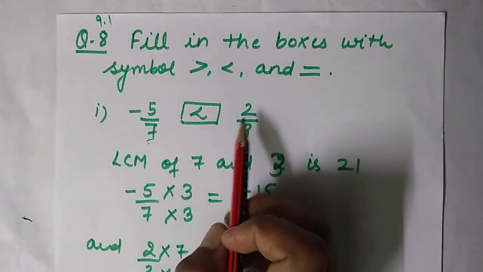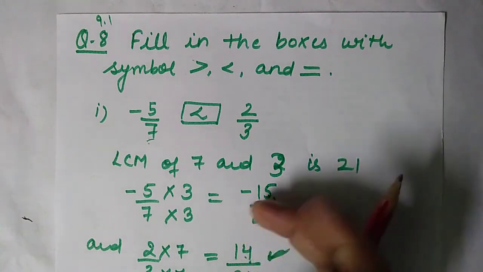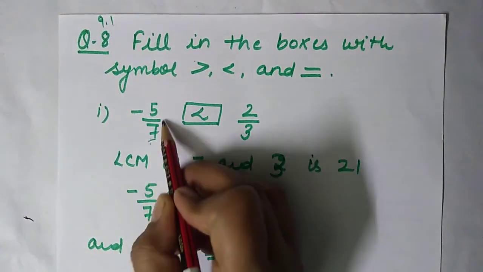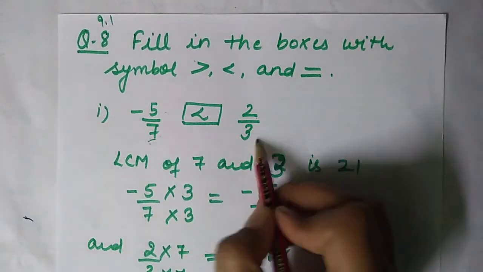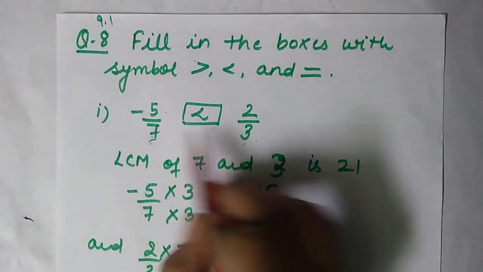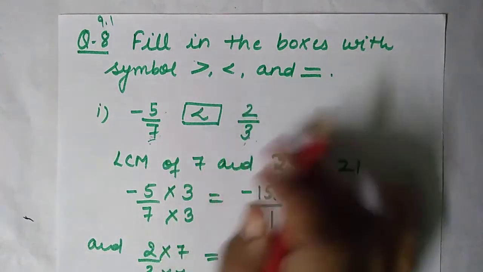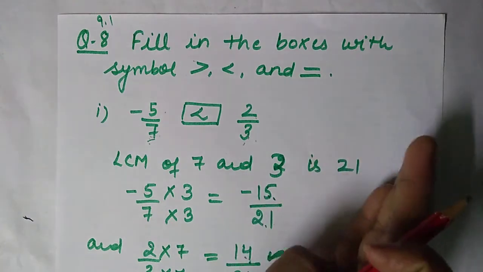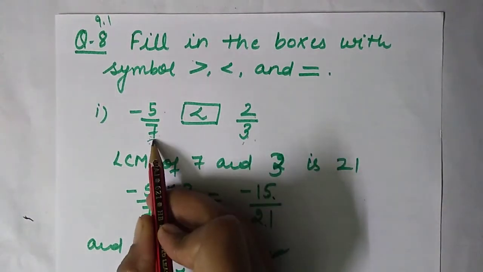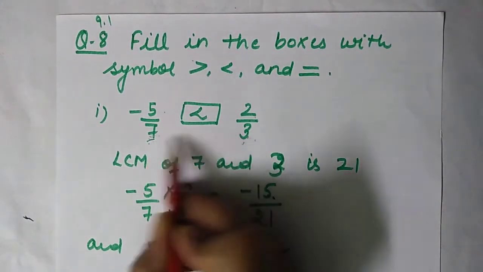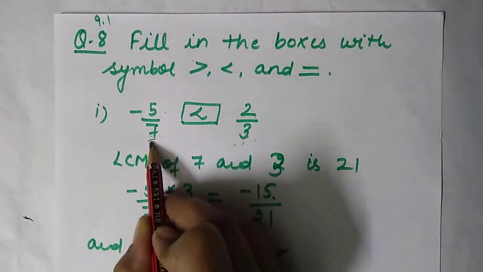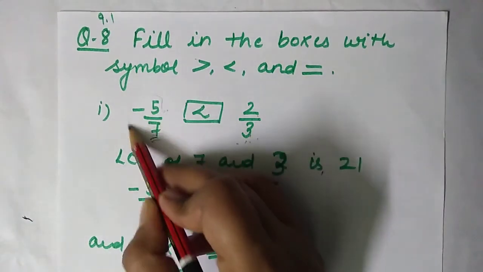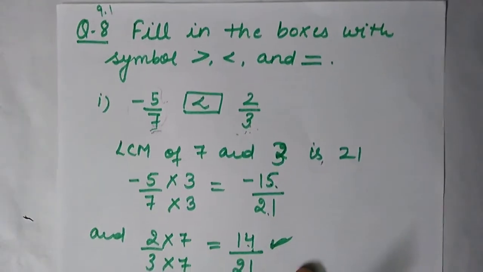After that we have learned how to compare rational numbers. So I am taking these two rational numbers, minus 5 by 7 and 2 by 3, and I have to compare them. I have to tell which one is greater. For comparing, we first have to make the denominators the same. For that, we take the LCM of the denominators. LCM of 7 and 3 is 21. Now I will make the denominator of each fraction equal to the LCM.